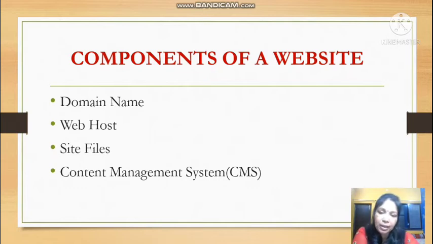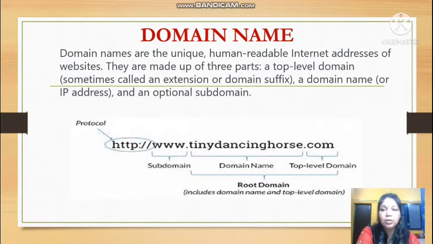Then there are different site files, and you should have a CMS which will enable you to create different types of content for your website. It is basically software used for developing the content for the website. So one by one we'll discuss these things. Domain names are the unique, human readable internet addresses of websites. They are made up of three parts.